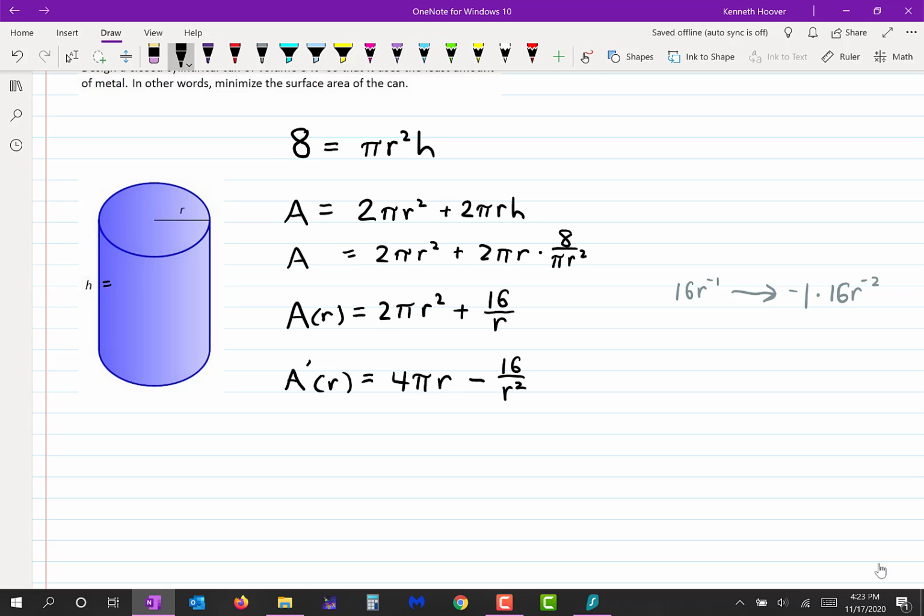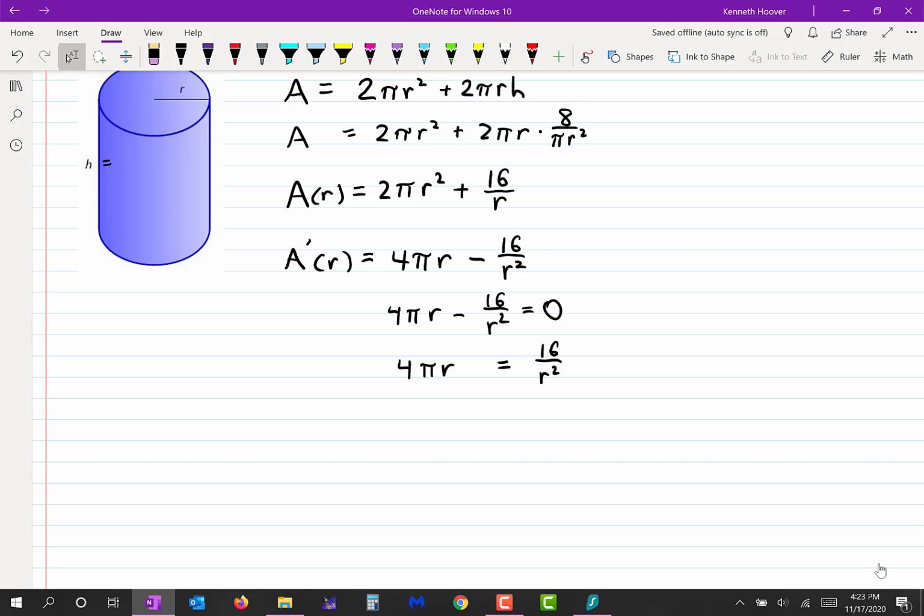Now I want to minimize the area, so I want to find the critical values of area. So I set the derivative equal to 0. So we have 4 pi r minus 16 over r squared equals 0. And let's solve that for r. We'll get 4 pi r equals 16 over r squared. 4 pi r cubed equals 16.